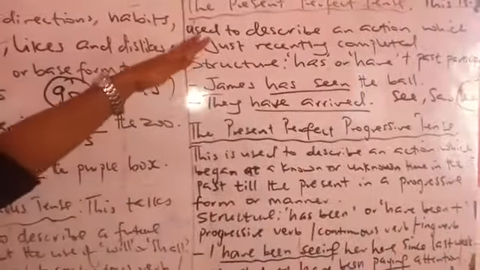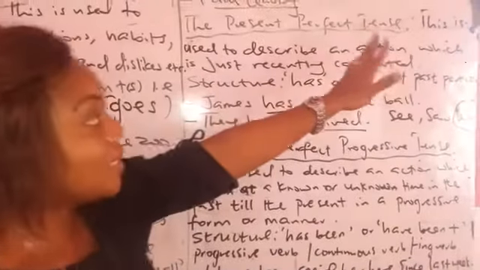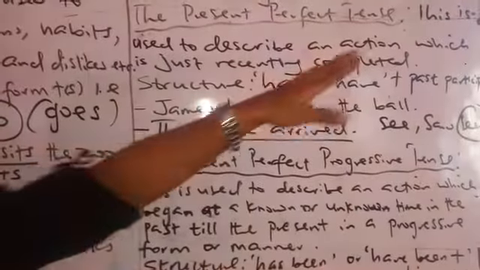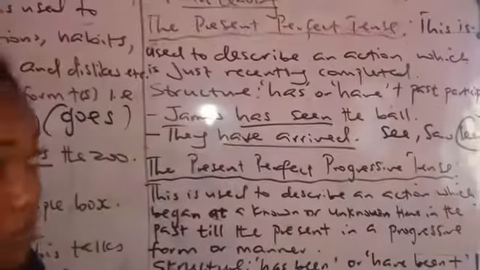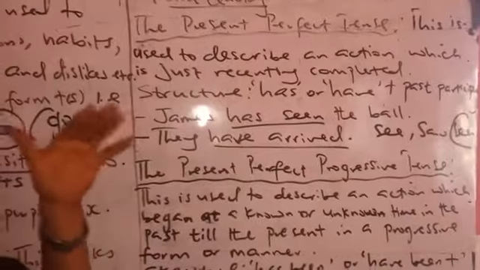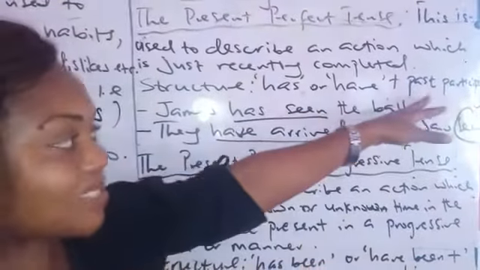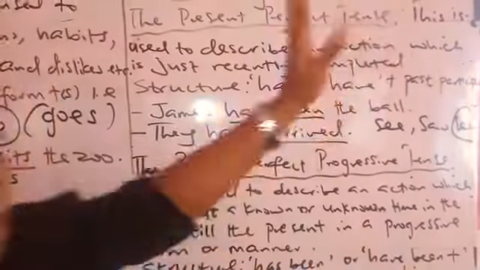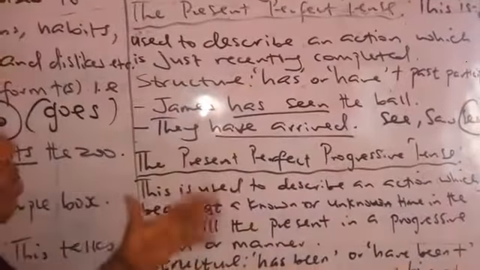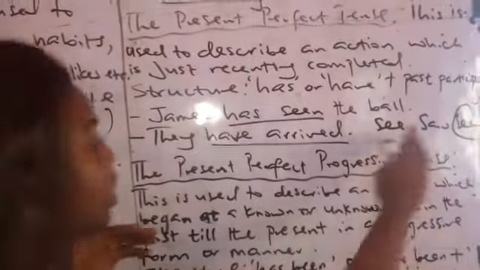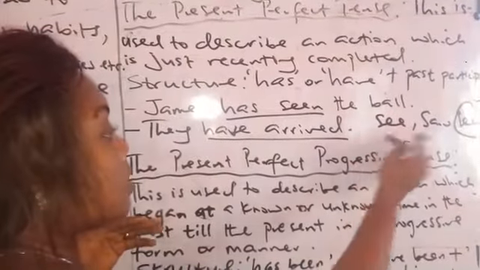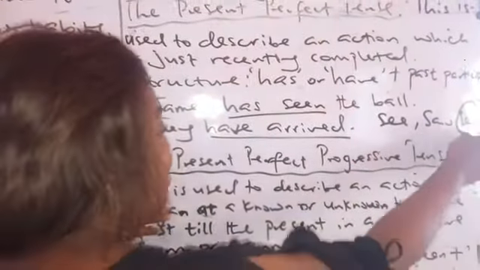Alright, the next one is the present perfect tense. This is used to describe an action which is just recently completed. An action just recently completed. The structure is has or have plus the past participle of the verb. The past participle of the verb is the third form of the verb. Okay, the first form could be see, second one saw, the last one is seen.